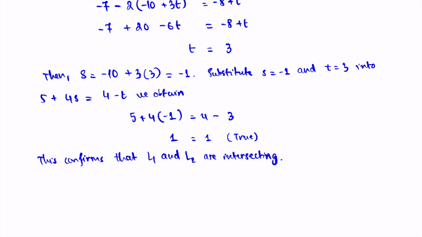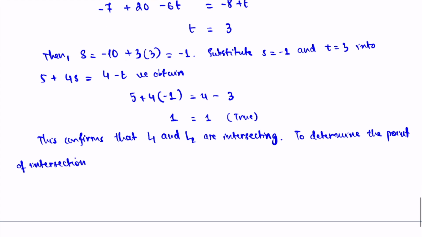And of course, to determine the point of intersection, we substitute s equal to negative 1 into L1, or t equal to 3 into L2.